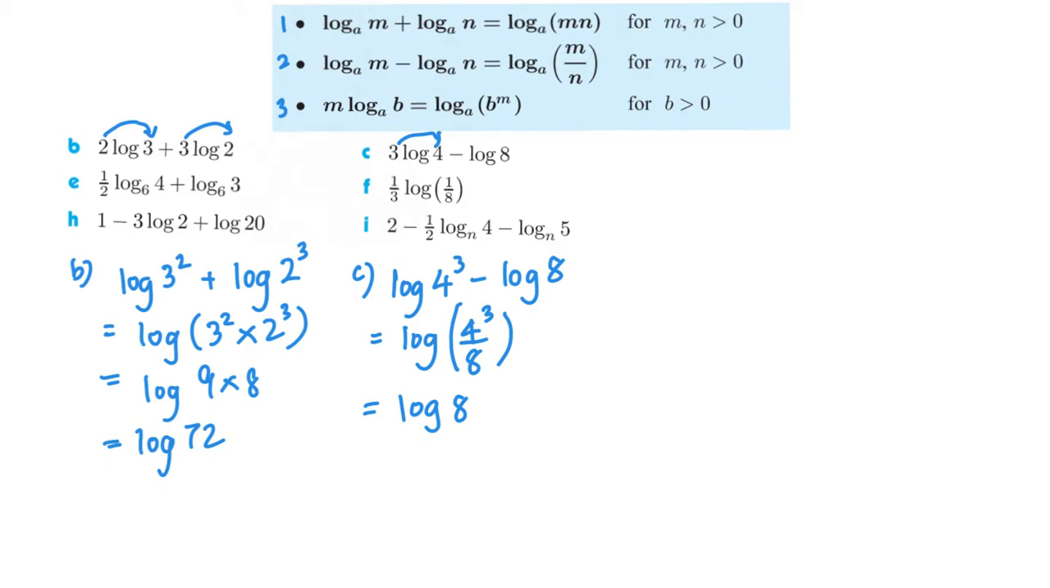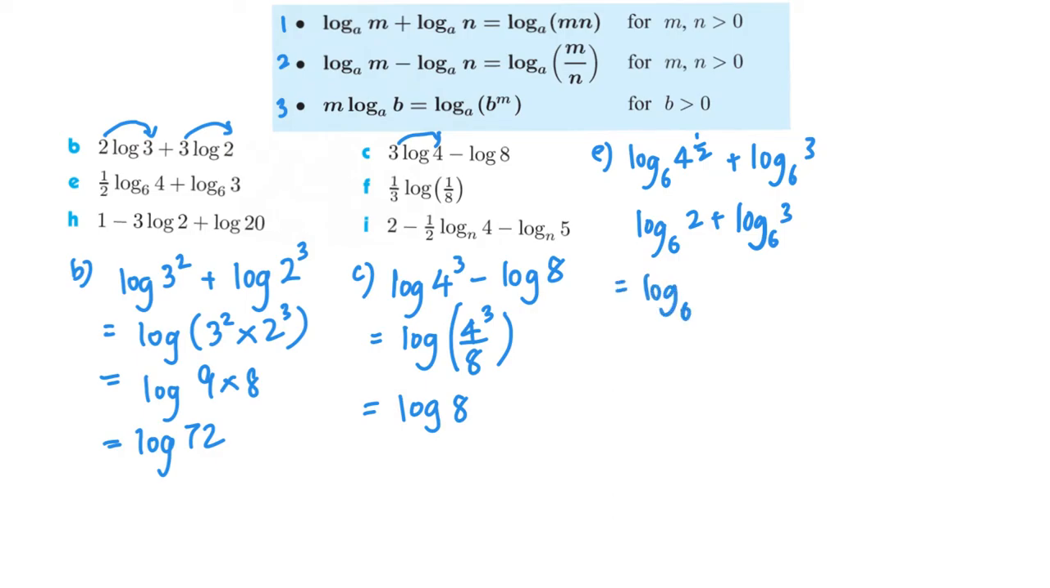Okay, how about E? That's going to be log base 6 of 4 to the power half, plus log base 6 of 3. 4 to the power half is actually the square root of 4. That will make 2. So log base 6 of 2 plus log base 6 of 3. That will be log base 6 of 2 multiplied by 3. Okay, I can see good news here. Why do I say that? Because it is log base 6 of 6. This will be equal to 1.